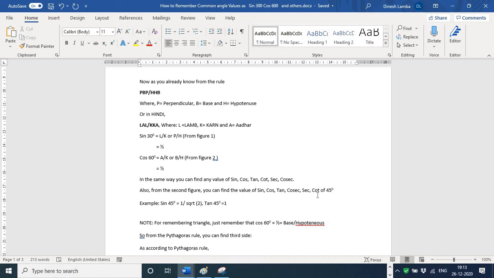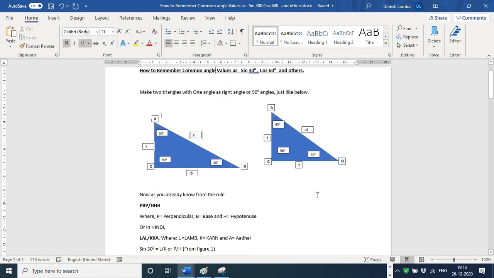Sin 30 is equal to lamb upon karn, or perpendicular upon hypotenuse, and from figure 1 for sin 30 the perpendicular is 1 and the hypotenuse is 2. So the sin 30 value will be 1 upon 2. Likewise cos 60. For cos 60 the rule is base upon hypotenuse. So here base is 1 and the hypotenuse is 2. So cos 60 is equal to 1 upon 2.